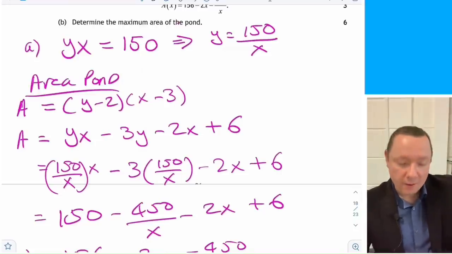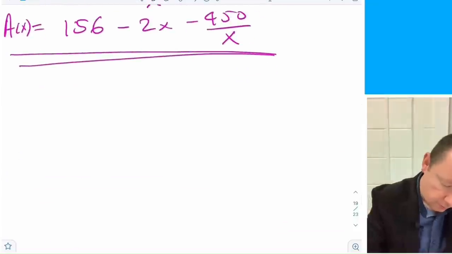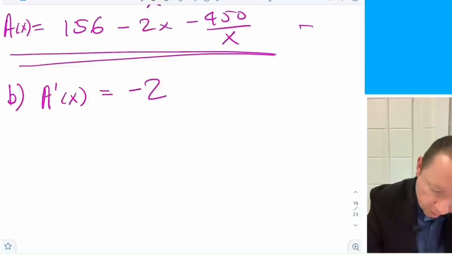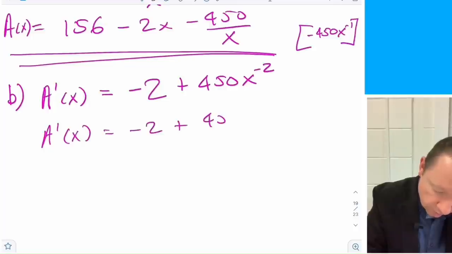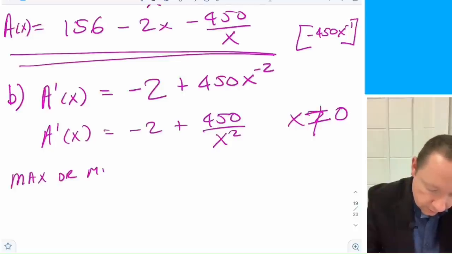Part B, determine the maximum area of the pond. This is called an optimisation question. So in this case, we need to differentiate it and find the stationary points. So A dash x, we're going to have minus 2. And if I take a little note up here, minus 450 over x is minus 450 x to the minus 1. So we've got minus 2, then plus 450 x to the minus 2. Or, in other words, A dash x is minus 2 plus 450 over x squared. Clearly, x cannot equal 0. So max or min stationary points we're looking for.